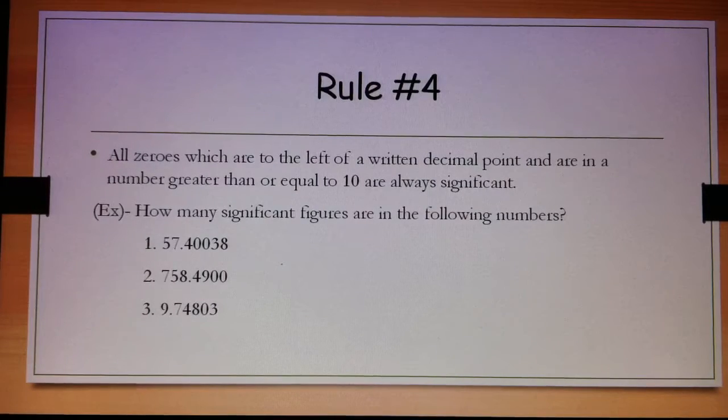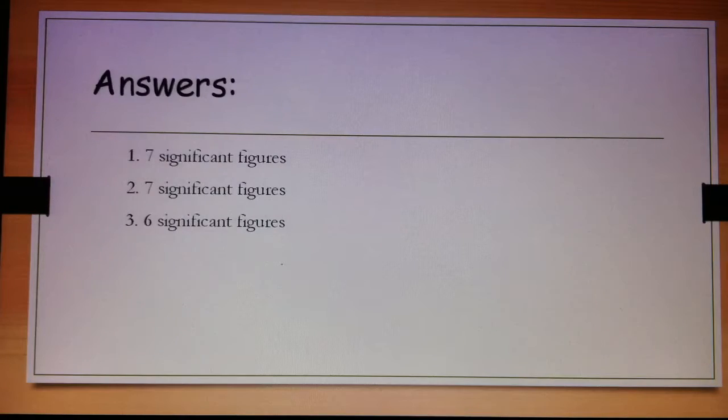These are easy actually. It's basically the same thing as rule number two, where the zeros are between other numbers. For number one and three, it's the same. They're between them, so that makes them all significant. And number two is basically the same thing as rule number three. So here are your answers: seven significant figures, seven, and six significant figures.